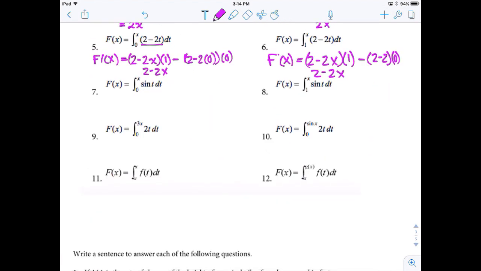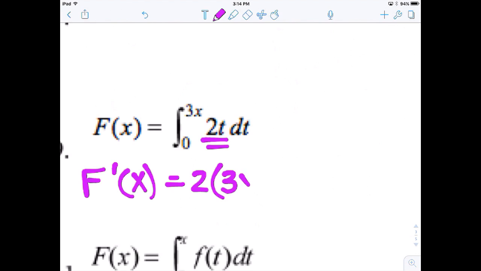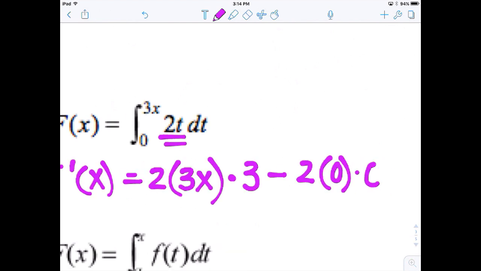Now, let's say that we look at some more interesting ones like these down on the bottom, where we have an upper bound other than just x. So if I have this, it's going to be the same thing. So f prime will be, now remember your function will stay the same, but we're plugging in the upper bound because when you actually take the integral, you would need to do that. And then we're multiplying by the derivative of that upper bound, and that comes from chain rule, minus 2 times the lower bound times the derivative of the lower bound, which is just 0. So this would be 18x.